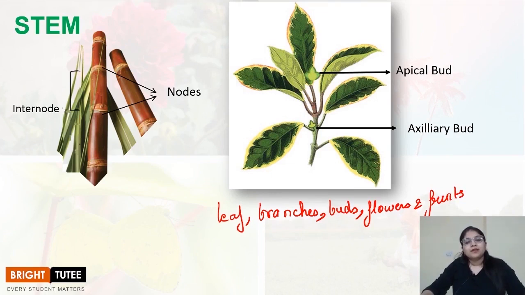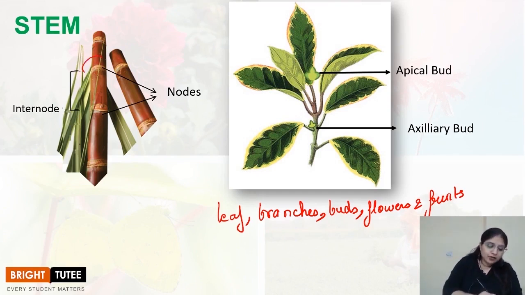The stem is a part of the plant which keeps it upright. It bears all the different parts of the plant. And it is a very important part which supports the growth of the plant, right? Now, when we talk about stem, there are basically a few important parts that you need to remember.